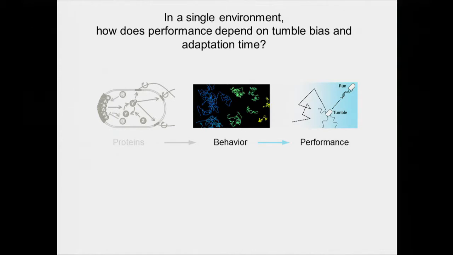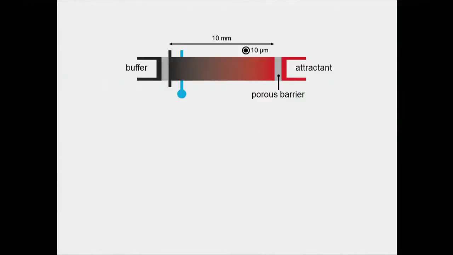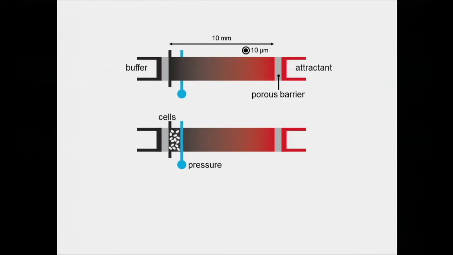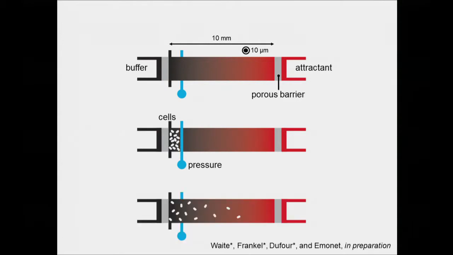So now let's talk about performance. How do we go from here to there? To do that, we devised another set of microfluidic devices. We do a horse race with the cells. So basically, we set a gradient, lower a gate, and load the cells behind without disturbing the gradient at all. And then we lift the gate and let them go. Okay? And we see who's going to win.